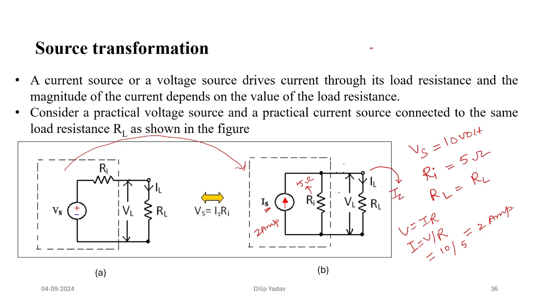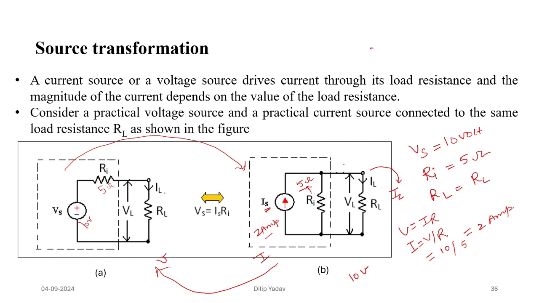In the second case, if we are transforming the current to the voltage source, that is, transforming I to V, then what will happen? We know that 2 ampere into 5 ohm will give me the voltage, that is 10 volt. So the Vs value will be 10 volt again, and Ri is the internal resistance, that was 5 ohm.